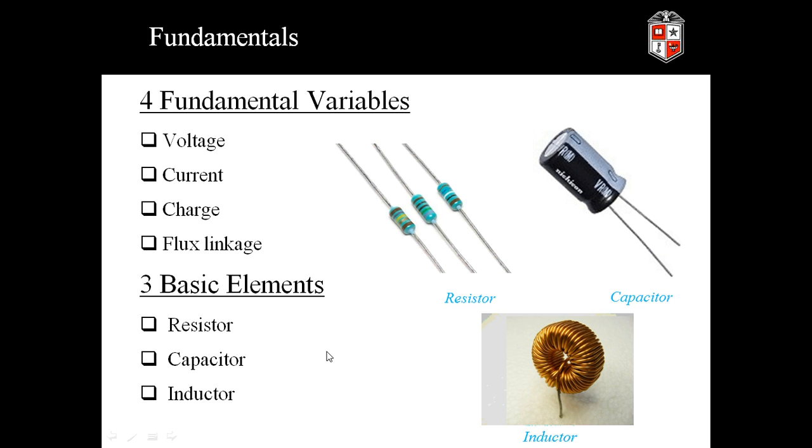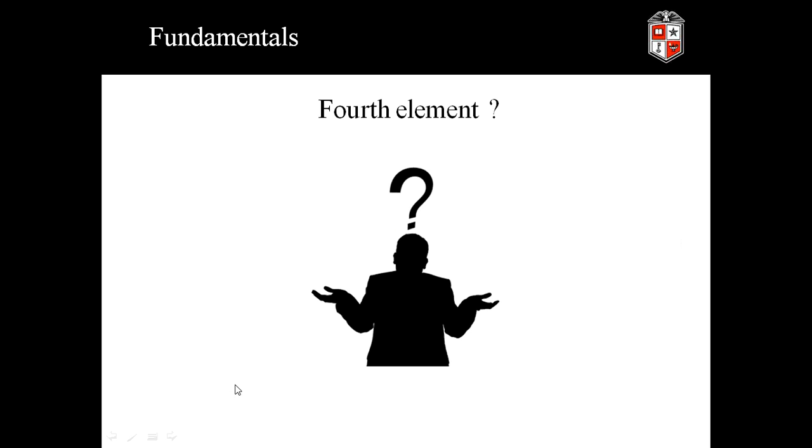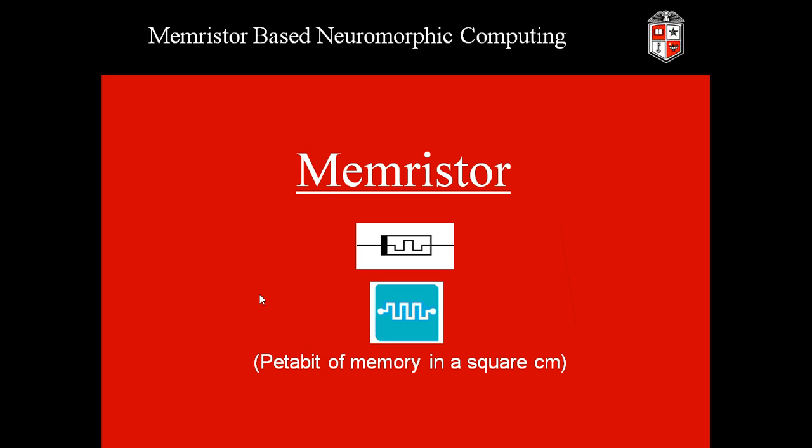Fundamentals. According to circuit theory, any electrical system can be characterized by using four fundamental variables. Those four fundamental variables are voltage, current, charge, and flux linkage. Based on the relation between these four fundamental variables, we have three basic elements called resistor, capacitor, and inductor. Is there any chance for a fourth element? The fourth fundamental element is nothing but the memristor, and this is the symbol that we are going to use for the memristor.